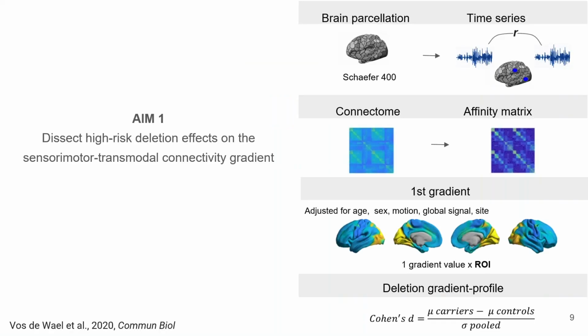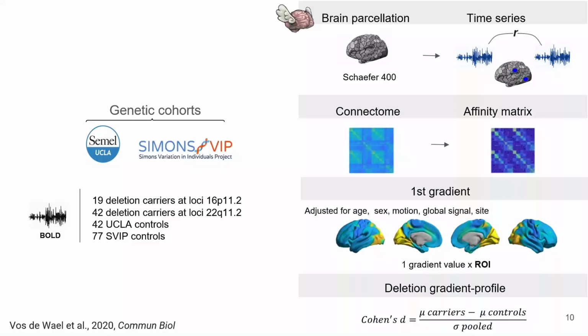The first aim of our study was to dissect the effects of these high-risk deletions on the sensory motor to transmodal connectivity gradient. We did that by pooling resting state fMRI data from 2 genetic cohorts, the Simons VIP consortium and the UCLA data set. This included 19 deletion carriers at the 16p locus and 42 deletion carriers at the 22q locus. We also included controls from each of the scanning sites.